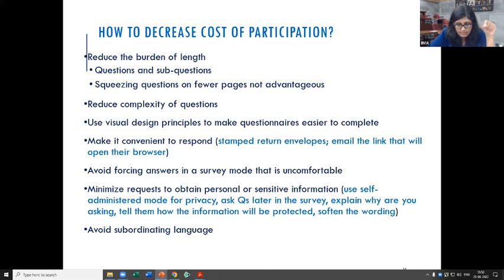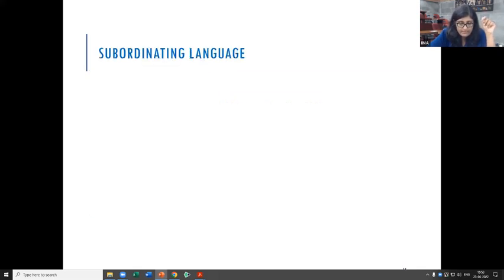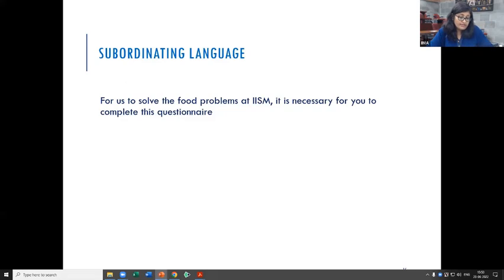Always avoid subordinating language. And what do I mean by that? For us to solve the problem, the food problems at ISM, it is necessary for you to complete this questionnaire. This is subordinating language, where you as a survey maker are kind of sitting at the center, and you're saying that I need to do this, so you come and fill out this questionnaire.